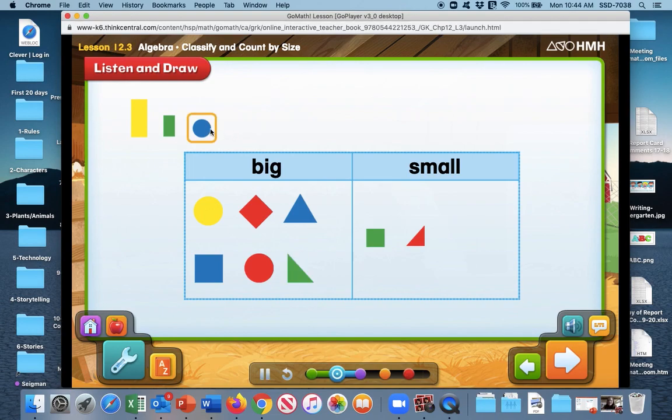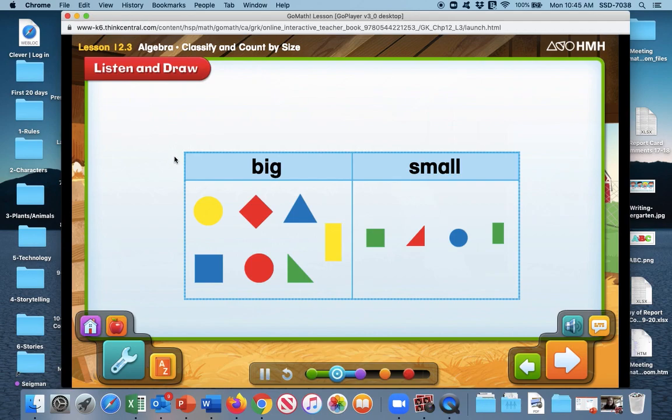3 more to go. In which category does this circle belong? Small, because it's small. It goes with the other small shapes. And what about this rectangle? Small, because it's small. Last one. Where does this shape belong? Big, because it's big. It goes with the other big shapes.